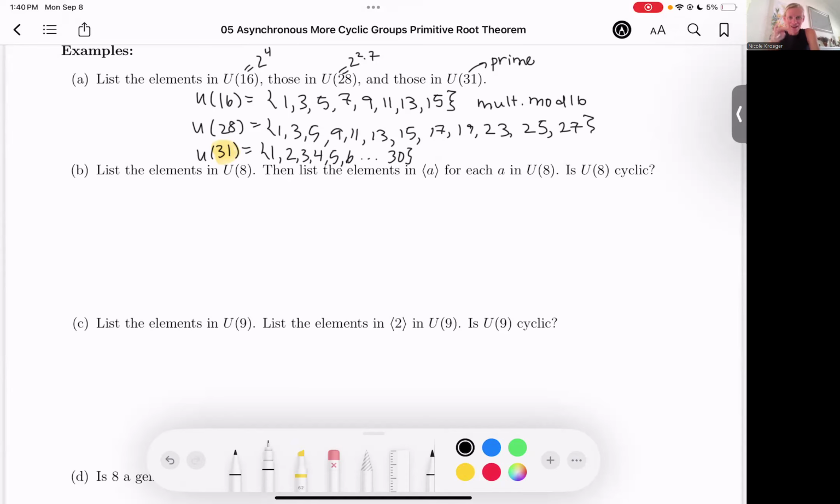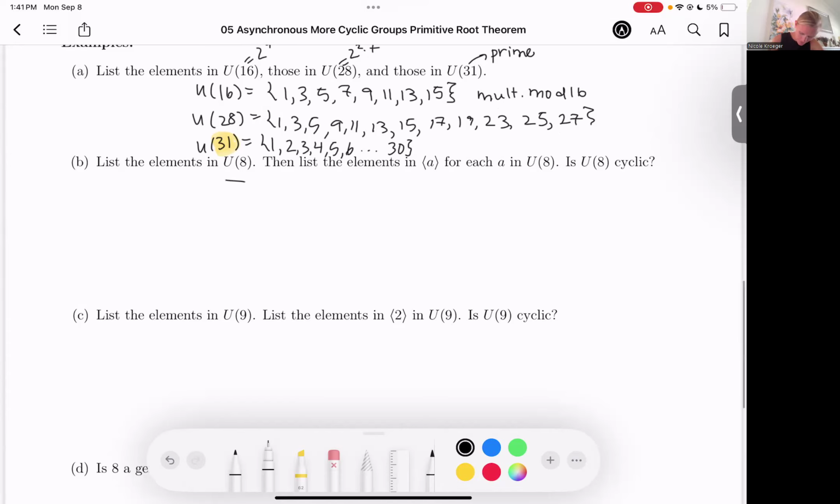So let's start trying to get at the idea of when we have cyclic groups here. Are these groups cyclic or not? Let's look at U8. 8 is 2 cubed. So U8 will be numbers that have no common factors with 2, or have no 2s in them. So 1, 3, 5, 7. Remember the operation here is multiplication mod 8. And now this is asking us to list the numbers in the sets generated by 1, 3, 5, and 7.